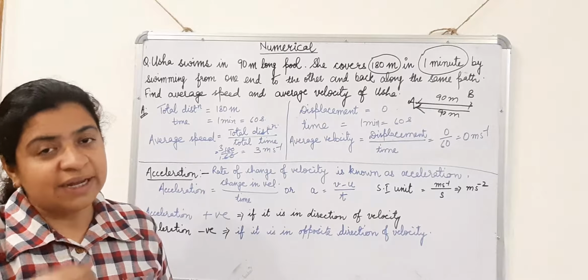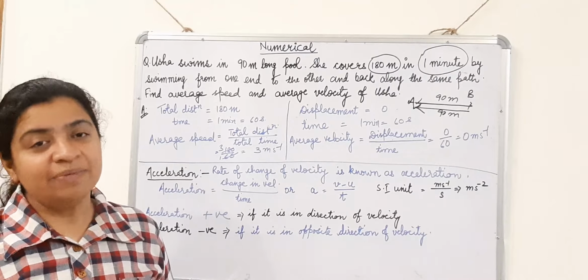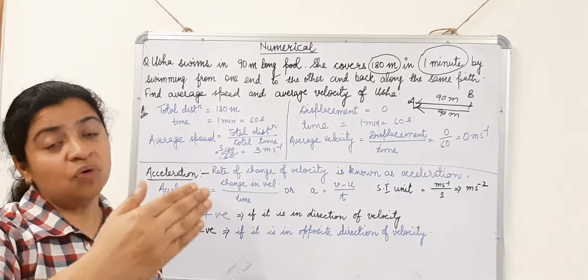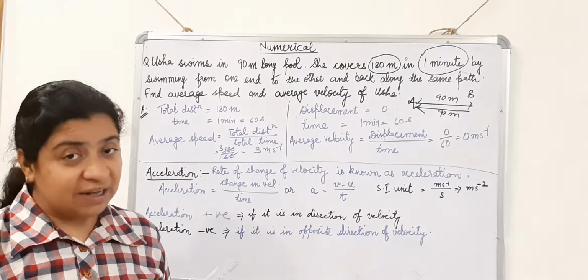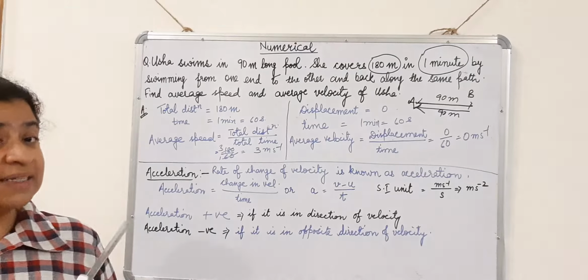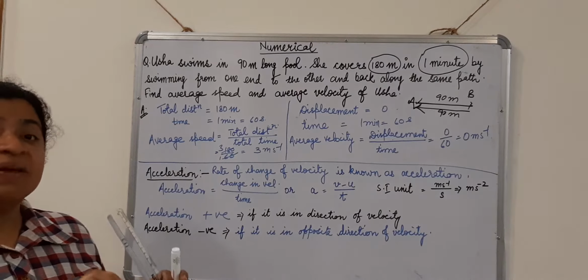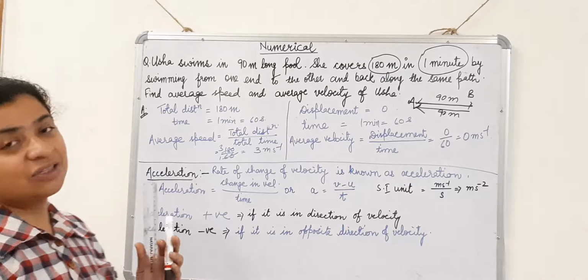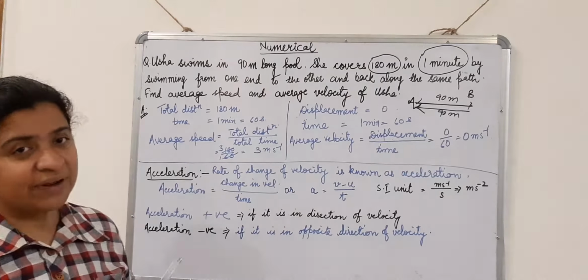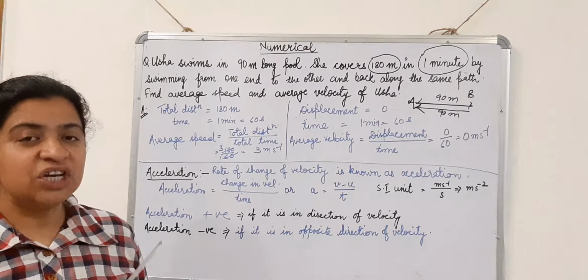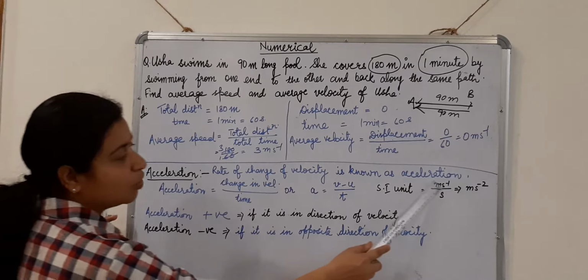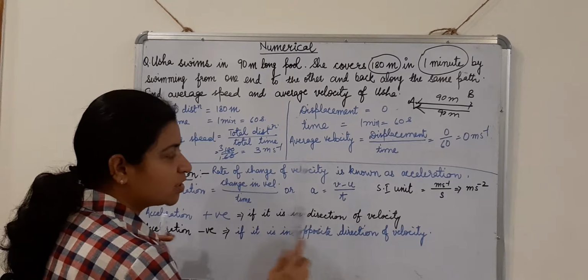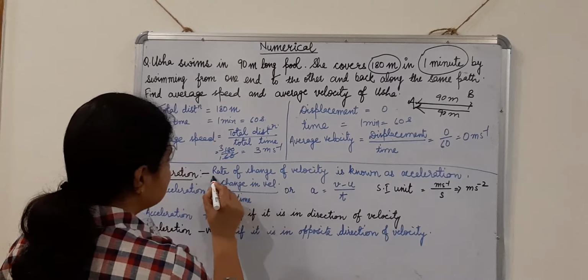Suppose 1 second, 2 seconds, 3 seconds, 4 seconds, whatever time it took for the velocity to increase from 20 meter per second to 40 meter per second. You have taken a little time. So this is what our acceleration is. You give the race, that means you accelerate. You accelerate, you change the velocity. So this is the concept of acceleration. The rate of change of velocity is known as acceleration.